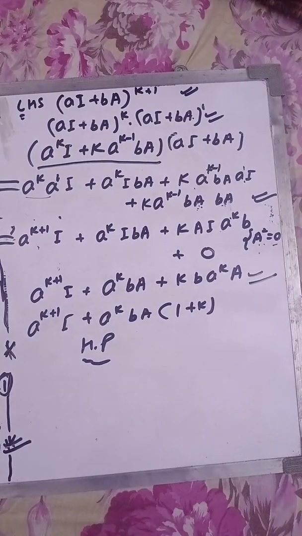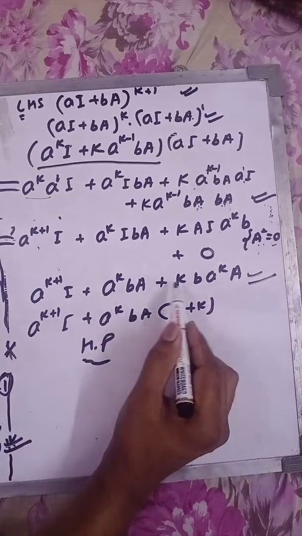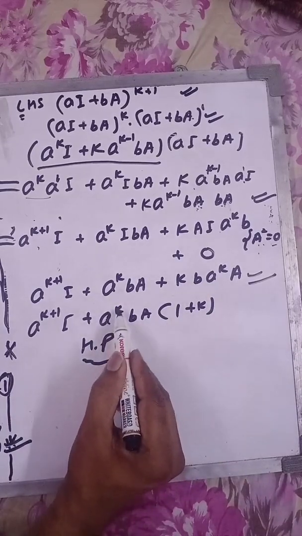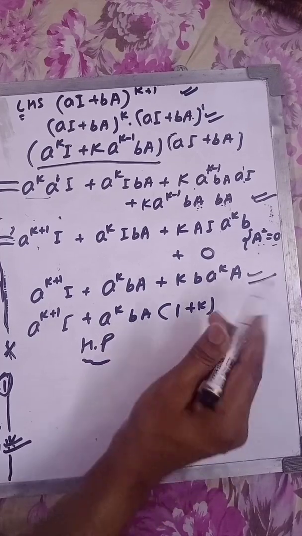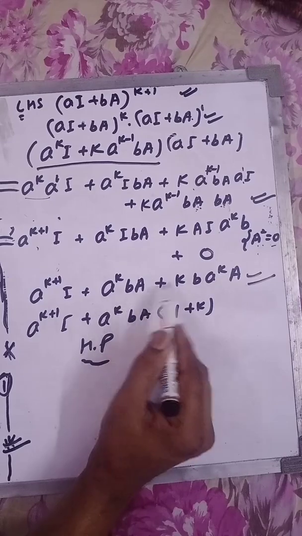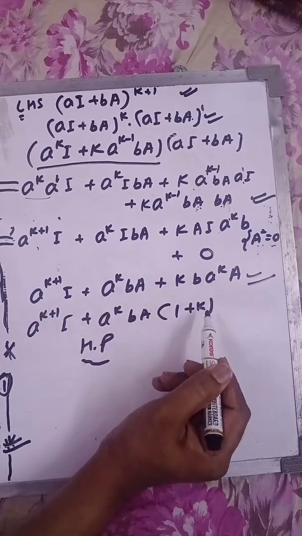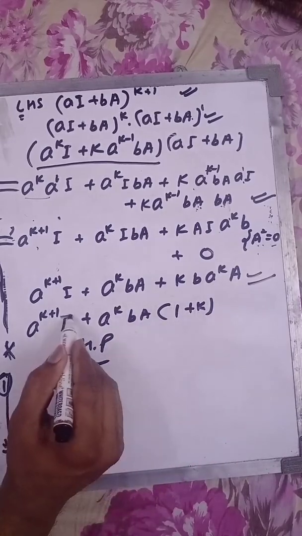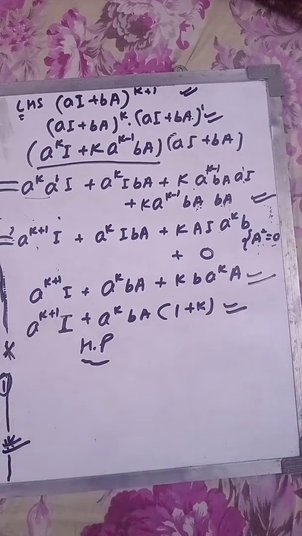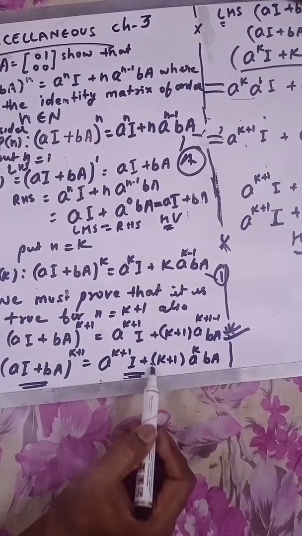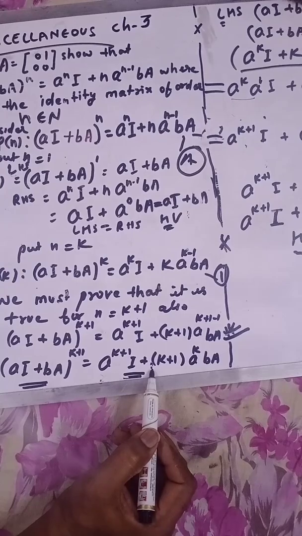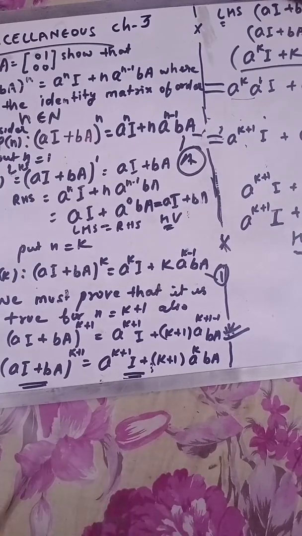Okay. Now after that, from these two terms, you can take a raised to power k, bA as common, and when you take these two terms common, you will get 1 plus k. So at last, you will get this, which equals the left hand side of the statement which you have to prove here. Got it? Okay.